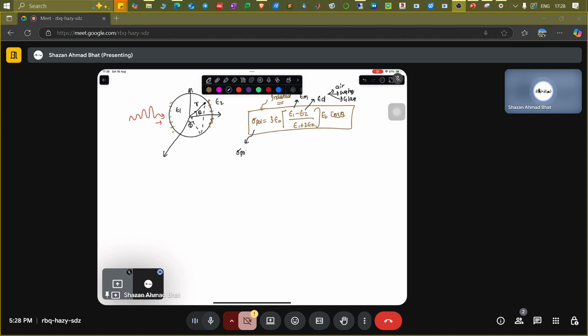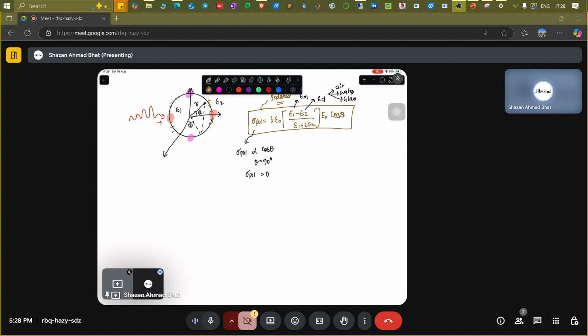So this means the sigma, the polarized or the induced charges, is basically proportional to cos theta. That means it will be maximum at these locations and it will be minimum at the poles. Why? Because in this particular direction theta is increasing. At this particular direction theta will be 90 degrees. So for theta equals 90 degrees, sigma polarized will be equivalent to 0. Okay, so there will be very few charges.